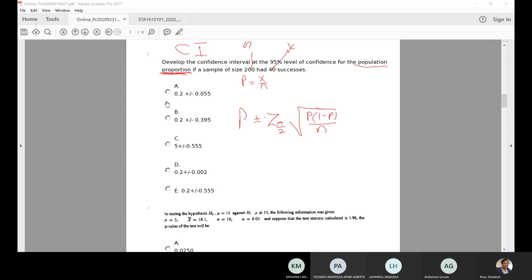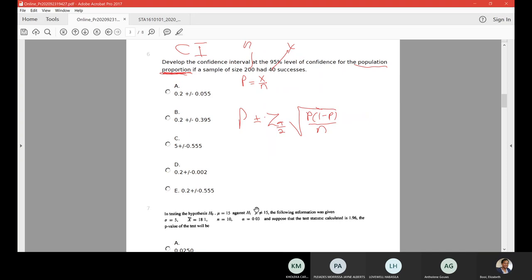Are we winning? Are we doing? No, I keep getting syntax error.